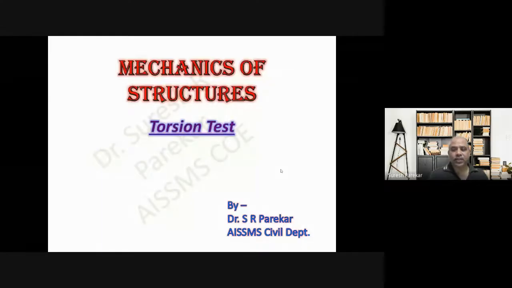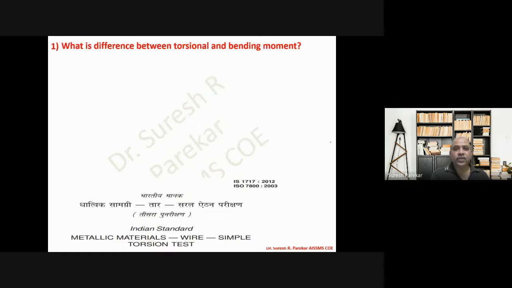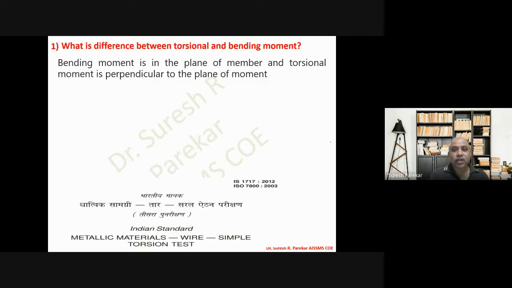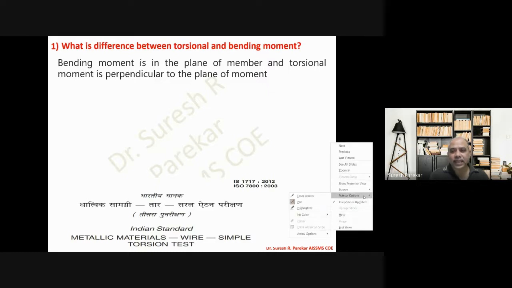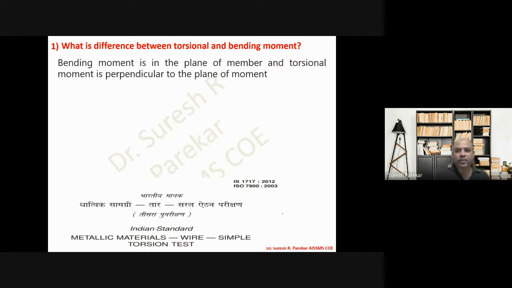So now we will see the torsion test, that is on metals. First, what is the difference between torsional and bending moment? Bending moment is in the plane of the member, and torsional moment is perpendicular to the plane of the member. So if we have a beam and we apply load on this beam, then whatever moment we have will be bending moment.